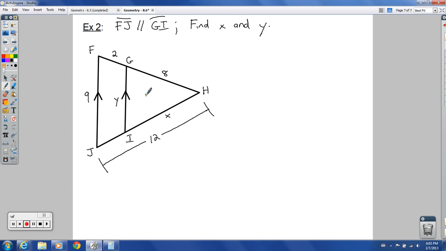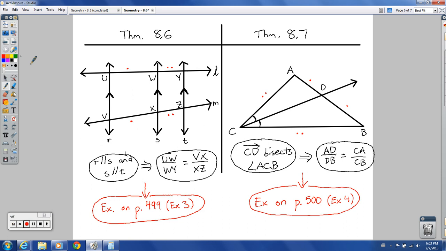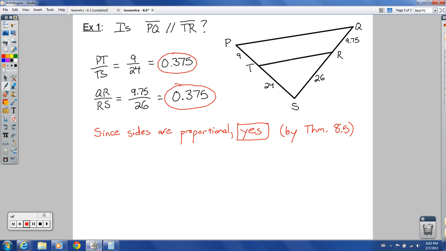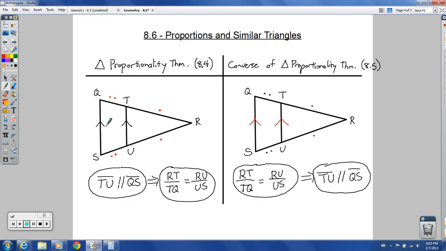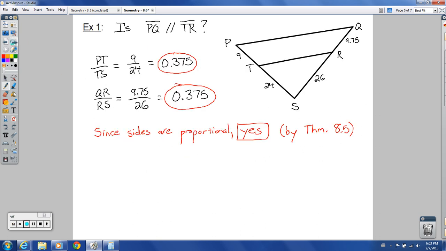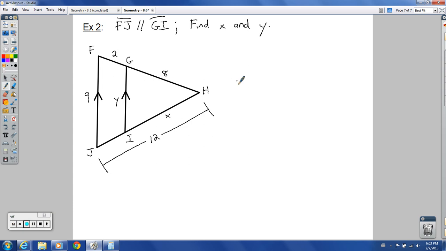So what can I do here? Let's go back to the theorems. Doesn't look like this one or this one. It's still a proportion idea though. I have to go all the way back to here. This one looks like this. So you have parallel parts of the triangles, you're going to have proportional sides. You can set up and say that these things are going to be matching up in certain ways.